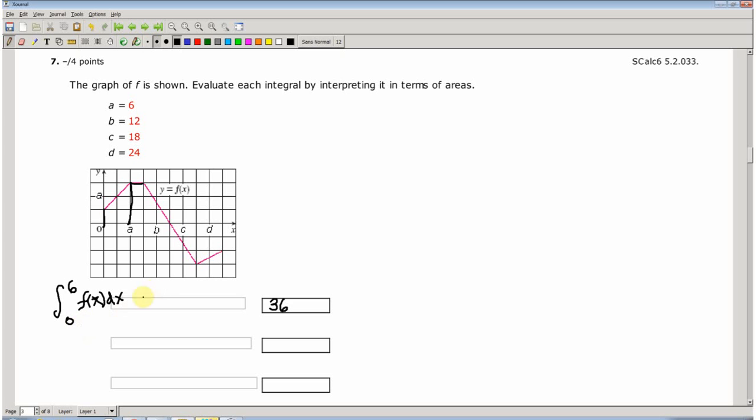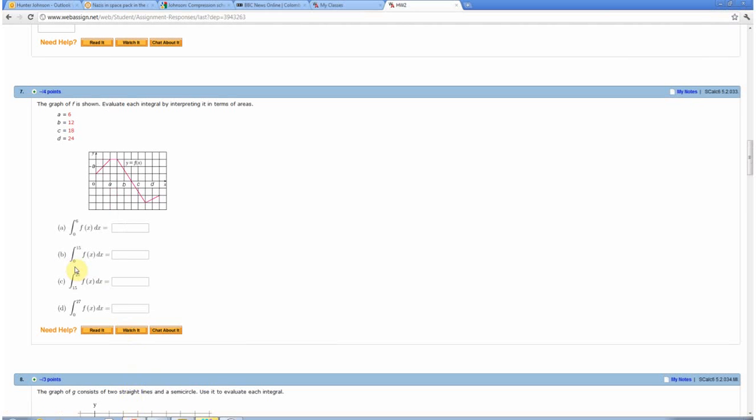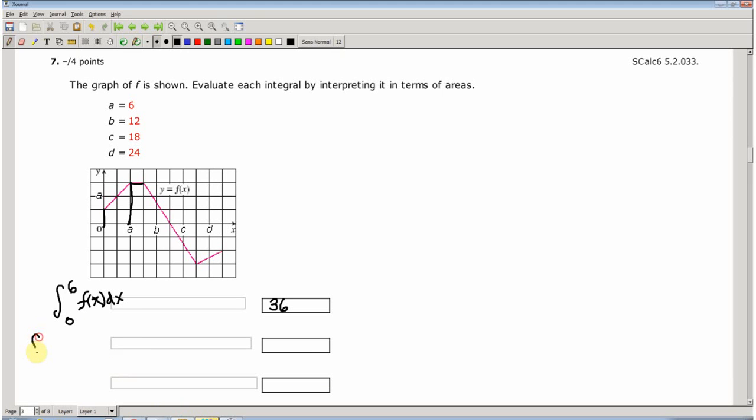And probably now we have to do all these other parts. Let me just check back. The next one is the integral from 0 to 15. Okay, so this next one is the integral from 0 to 15 of f of x dx.